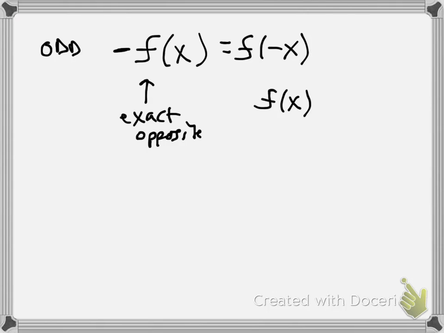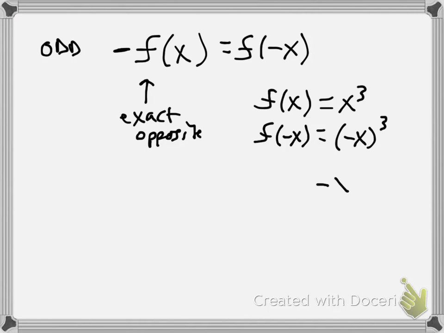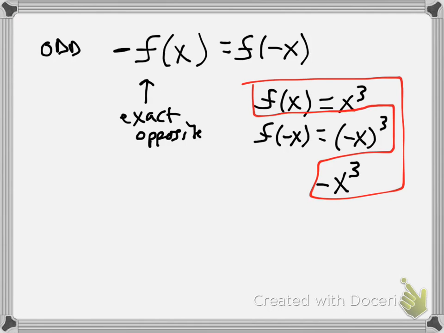If f of x equals x cubed, if I take f of negative x, so I make my x negative, negative x times negative x is x squared, times negative x is negative x cubed. And so you can see that these are exact opposites. My original function is x cubed. My end function is the opposite of that, the negative of that function. And so that's what we're looking for when we do an odd function.